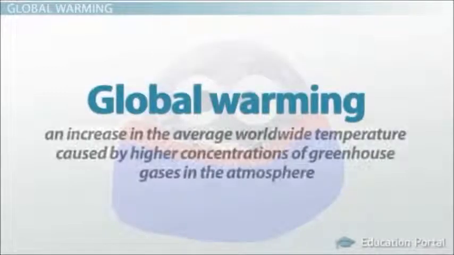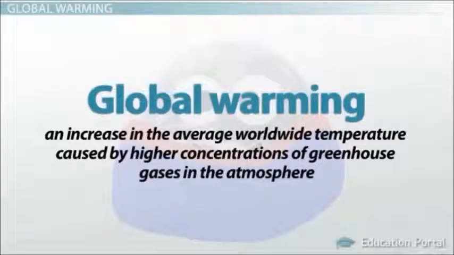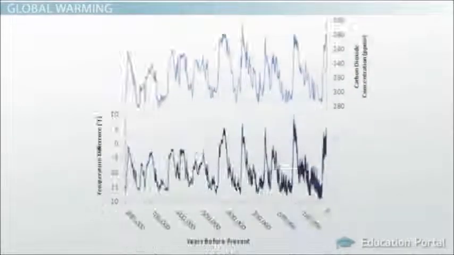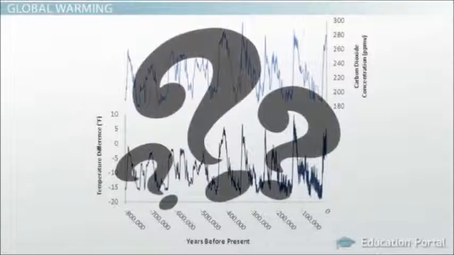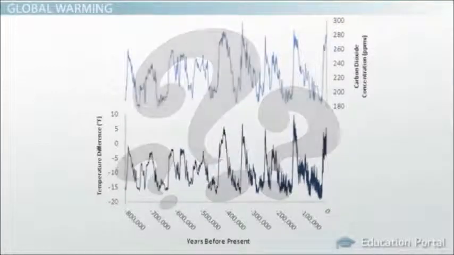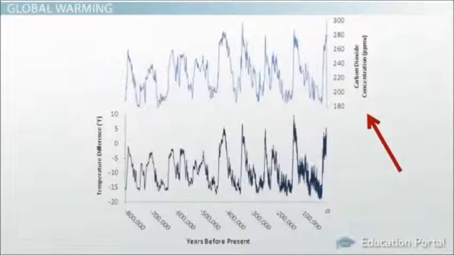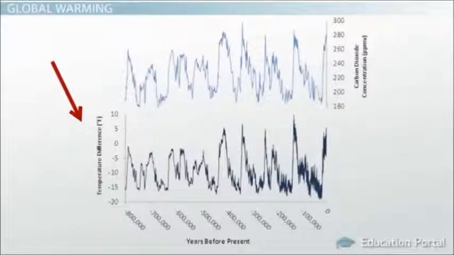When this happens, then global warming, or an increase in the average worldwide temperature caused by higher concentrations of greenhouse gases in the atmosphere, is the logical result. Now this may sound theoretical, like I'm guessing that if CO2 levels rise, then we expect the Earth to get warmer. However, the fact is, we have actual scientific evidence that when CO2 levels rise, so does the average temperature of the Earth. These two graphs show the correlation.